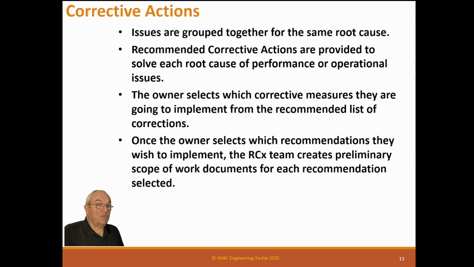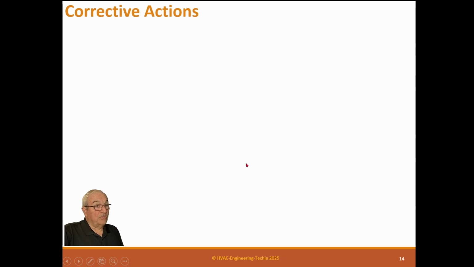Once the owner selects which recommendation they wish to implement, the RCx team creates preliminary scope of work documents for each recommendation selected. And that's why you want to do it from which they've selected, because if you have 30 suggestions, it takes a lot of time to create these documents. If he's only going to do 2 of them, you only want to do it for the 2 of them.